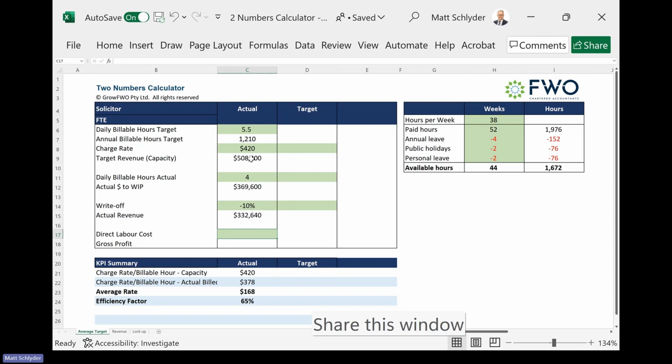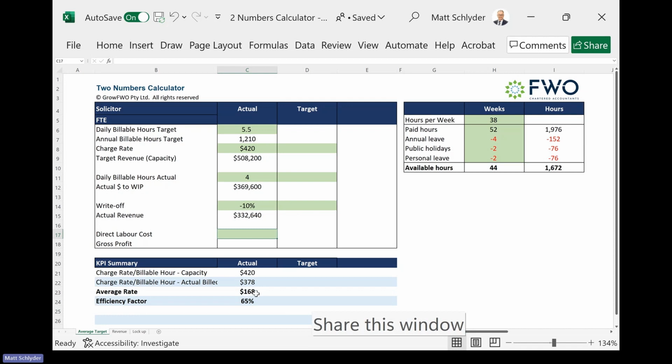We're actually expecting that they should be billing 508,000, but they're only putting in 369,000 into WIP, but they're not even billing all of that. It's coming in at 332. So when we have a look at that in terms of those different rates, you've got your average rate there sitting at 420 being your rate per hour. You then have a different rate of 378 per hour, which is the number of hours that have been charged into WIP divided into the actual amount billed, which gives you 378.